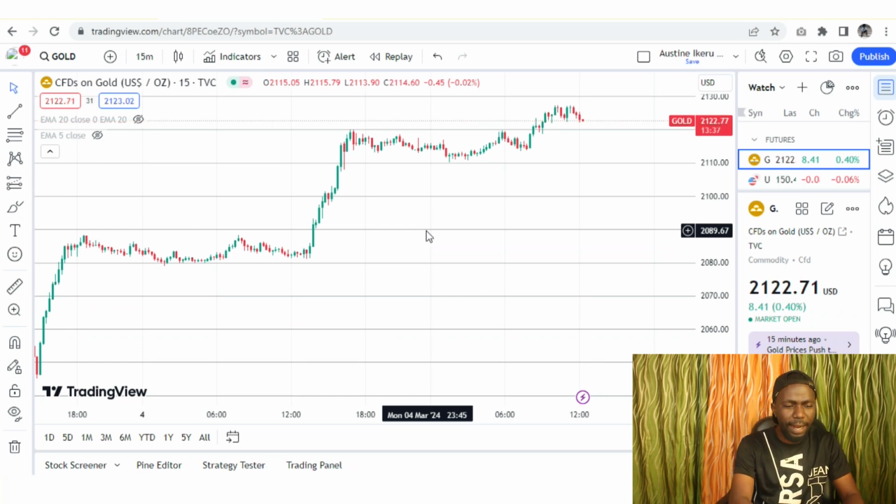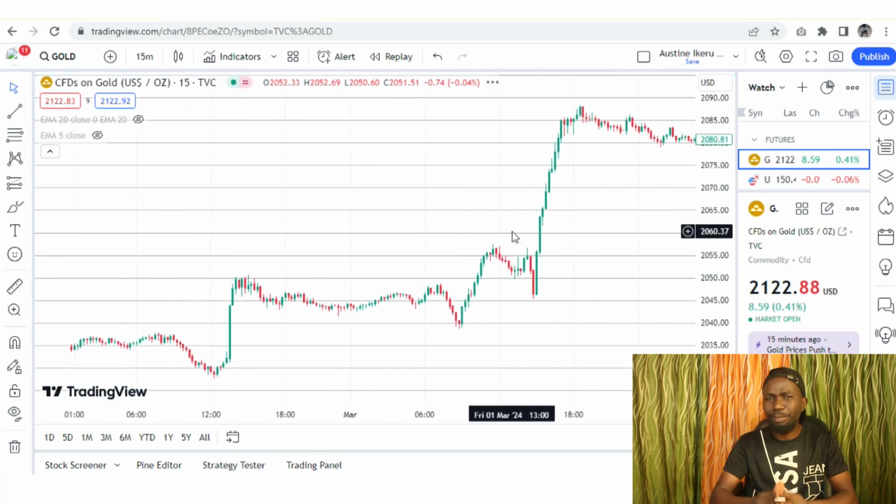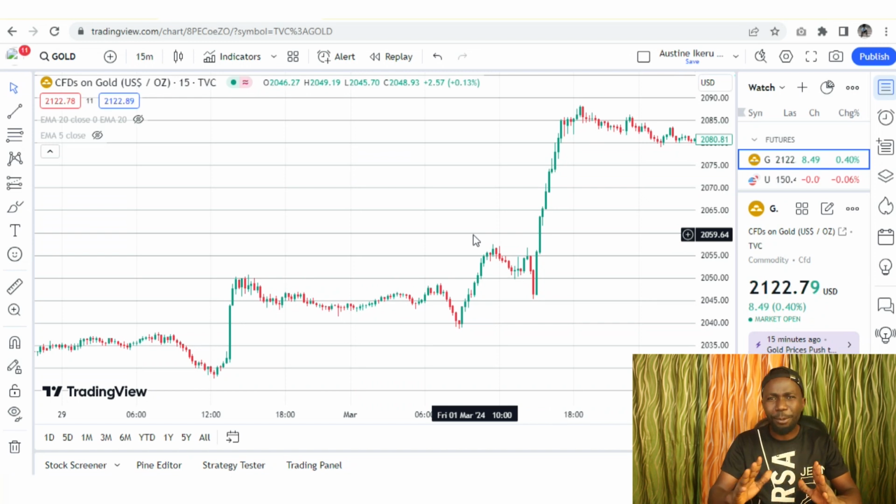So now, for the fact that gold has been trending up, the moving average has to be the best indicator for this strategy because you are trading in the direction of the trend. So it's a simple trading strategy. There is nothing complicated about it, and with this strategy you can make so much money, right?